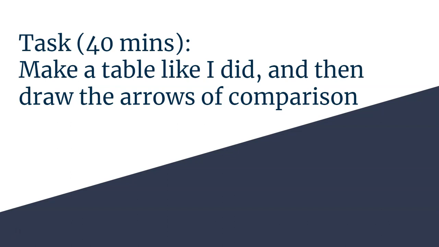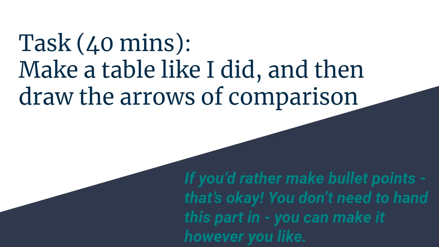Anyway, so I want you to make a table like I did and draw the arrows of comparison. Now, when I say make a table, if you'd rather make bullet points, of course that is fine. You're not handing this bit in. You can make it however you like. I just want to know that you've come up with ideas for each poem and you've worked out how you would compare them. So that's what you're going to do now for 40 minutes. You can pause the video and do that in a second, because I'm just going to go through the final thing that you'll do after that.